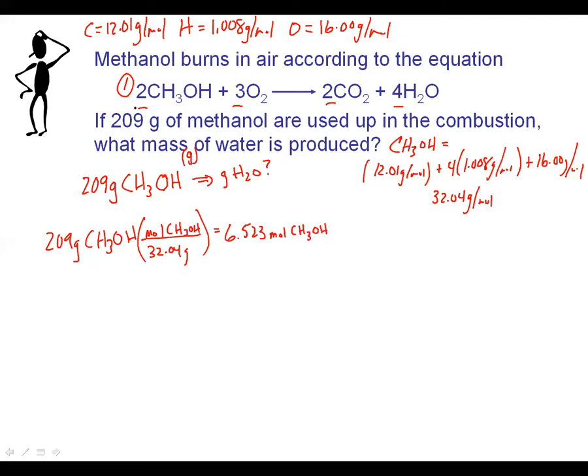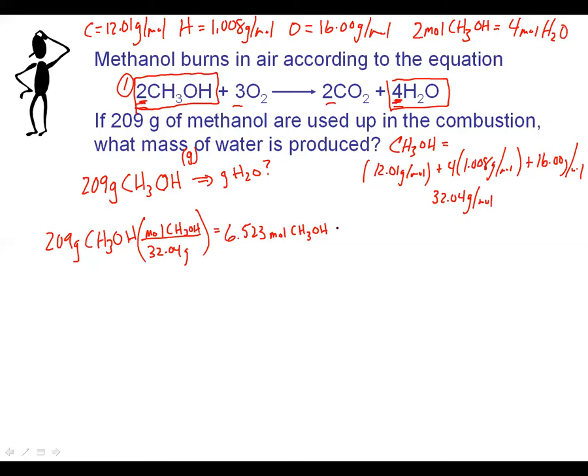Now we want to do step number 3, which is go to the equation. So again, one thing we're interested in is what they gave us, which is the methanol. And we're interested in the water as well. And from the equation, we see that for every 2 moles of methanol, we get 4 moles of water. And again, that is nothing more than our coefficients that we see there.